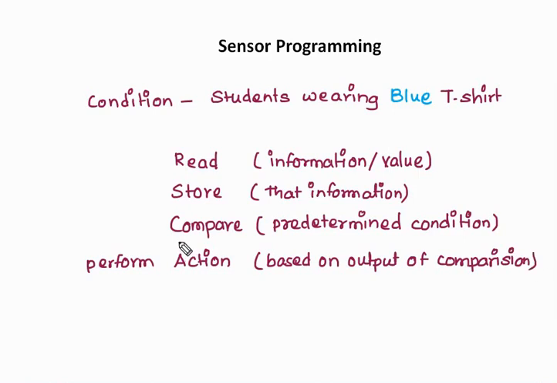This is what we do all the time. Whenever we are talking about sensors, this is what we do. We read, we store, we compare, we act. Read, store, compare, act. And we can just remember this. So what we do is RSCA. Read, store, compare, act. And that's the general structure of any sensor program. We read the value, we store the value, we compare it with a predetermined condition, and then we act based on the output of the comparison.